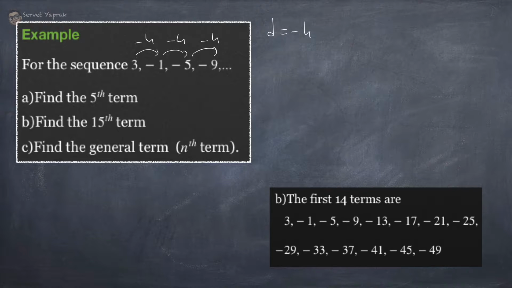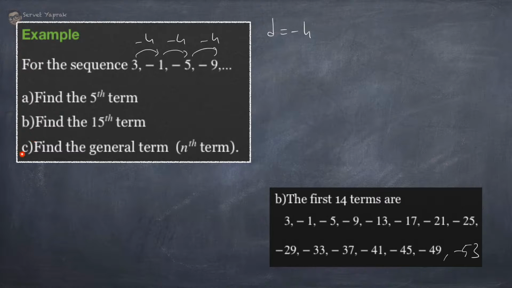Part B says find the 15th term. To find the 15th term, we can write the first 14 terms. I have written them already here: 3, -1, -5, and the 14th term is -49. So the 15th term will be -53. However, this is not a very convenient method to find the 15th term. If we can develop a formula, we can directly find any term we want.